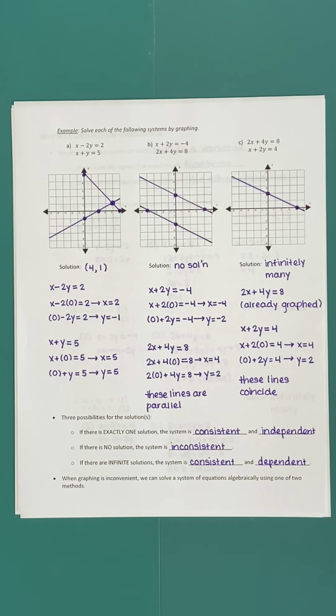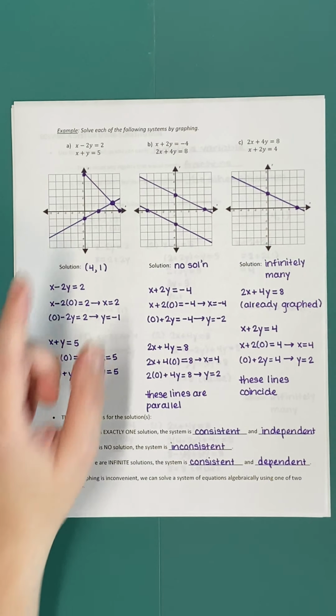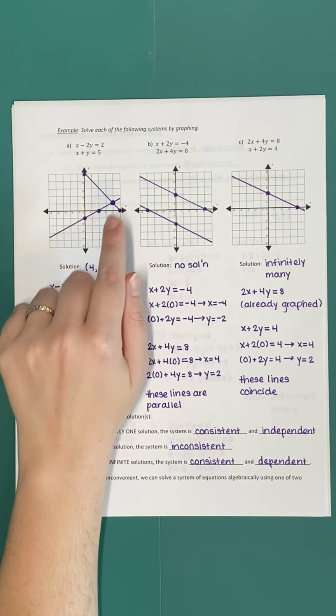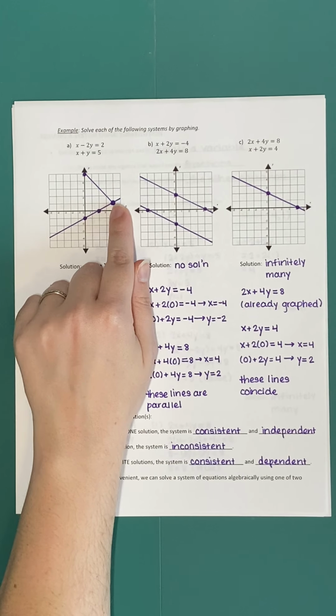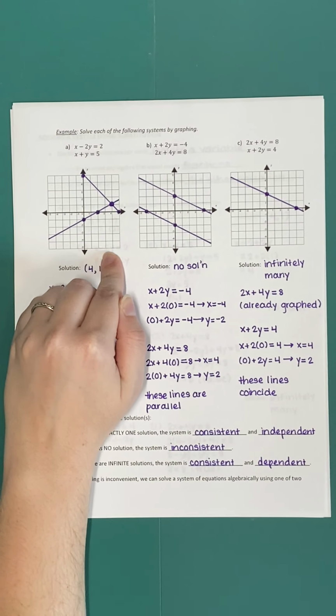Now, sometimes graphing will not be a great option for solving a system. It does technically always work, but graphing in terms of its accuracy is limited on how detailed we can be. So what do I mean by that? Well, say for instance, we graphed these 2 lines, but they didn't cross on a grid line, a pair of grid lines.